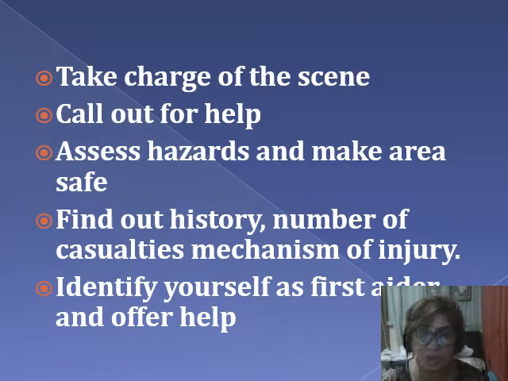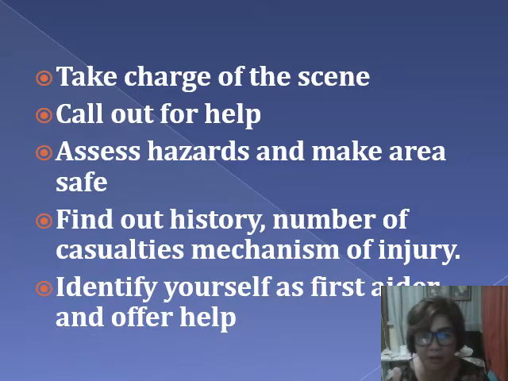During the scene survey, you need to take charge of the scene. You take charge of the scene, kay dapat ikaw imuha na gi-check tanan gyud nga area wa kay dapat skip. Call out for help immediately. You assess the hazards, thus making the area safe. If the area is not safe and if it's possible for you to move the victim from that unsafe area to a much safer area, then you need to do so.